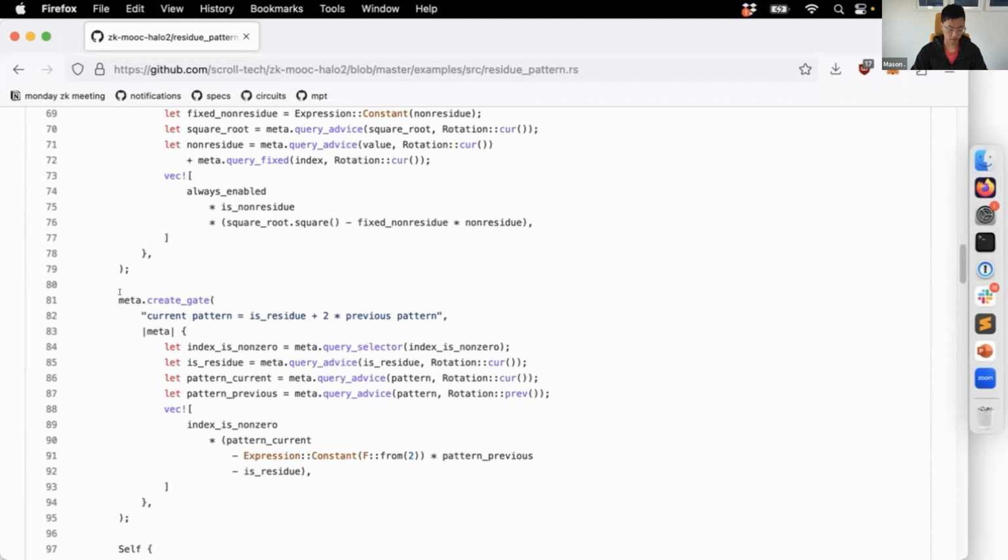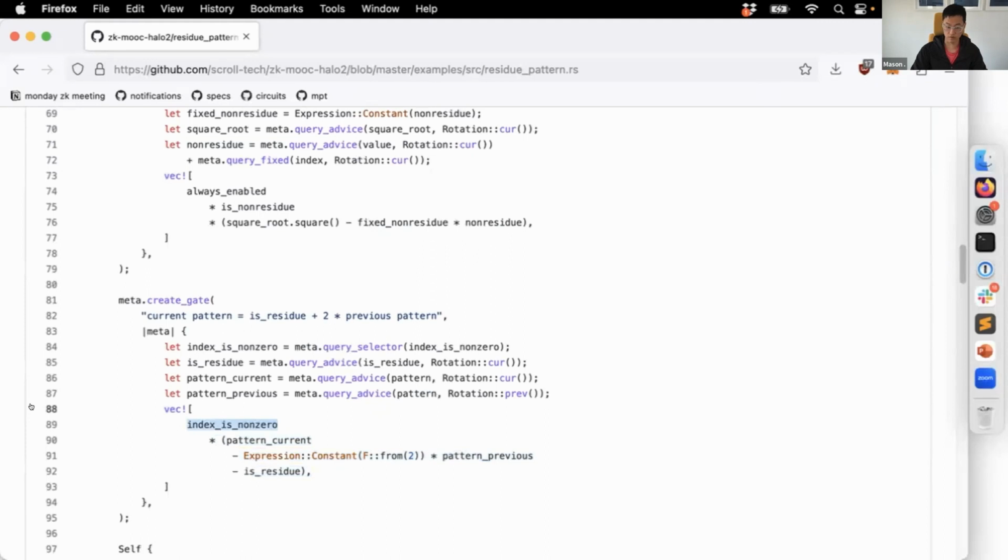And the way we do that is we're just saying this current pattern is equal to is_residue, so this is 0 or 1, times the previous pattern shifted over by 1, so just 2 times it. So that is the expression there, and then we also need to say, when does this custom gate constraint actually hold? It turns out that we only want this constraint to hold on 63 out of 64 rows.